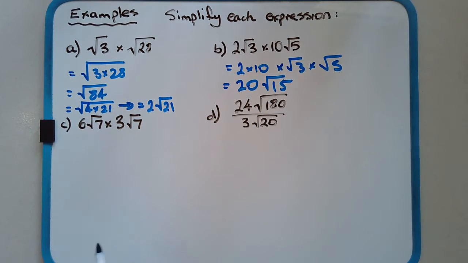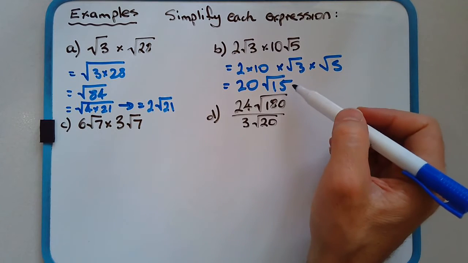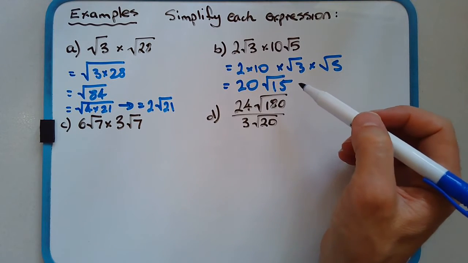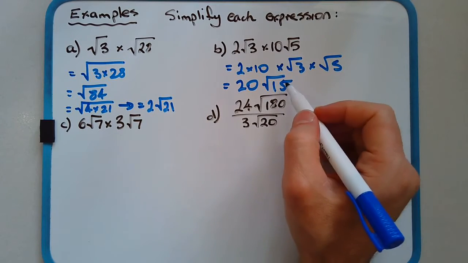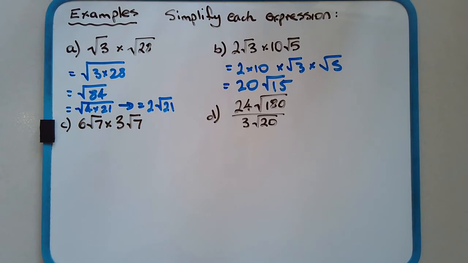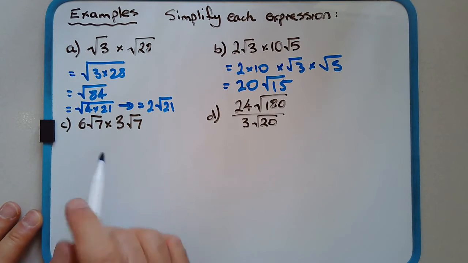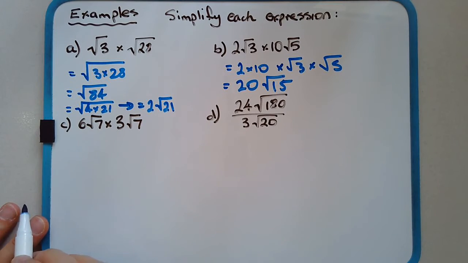Check to see if you can take out a square factor to be able to simplify the surd. Can we? Well, root 15, what have we got? 1, 3, 5, and 15. So none of those are square factors. So that's as simple as it's going to get. All right, what about part C? So 6 root 7 times 3 root 7.